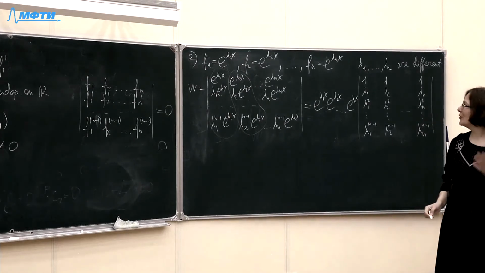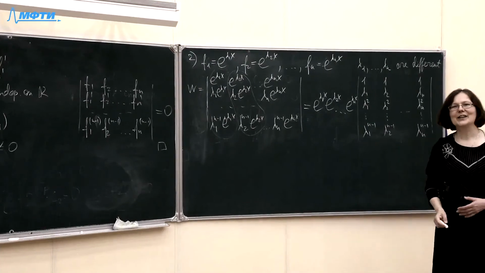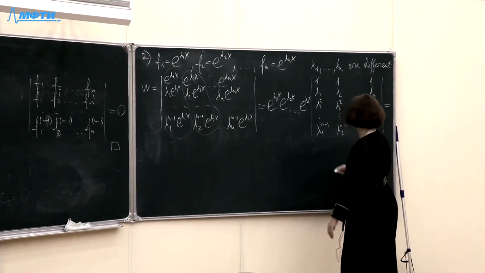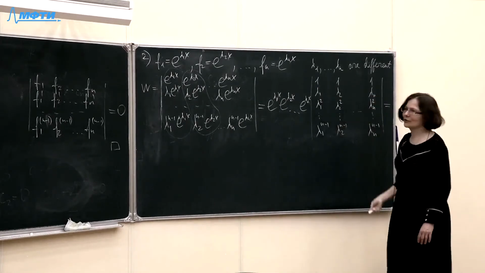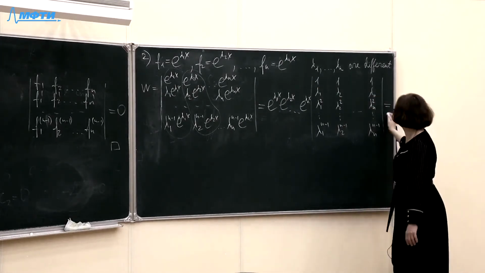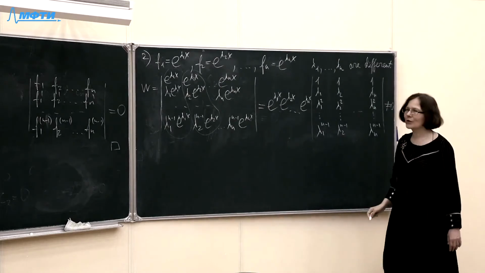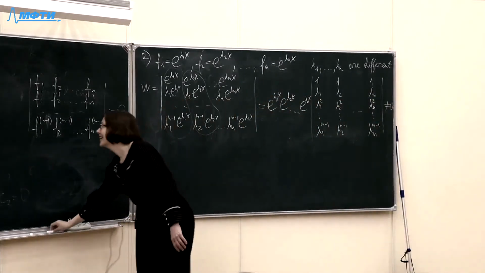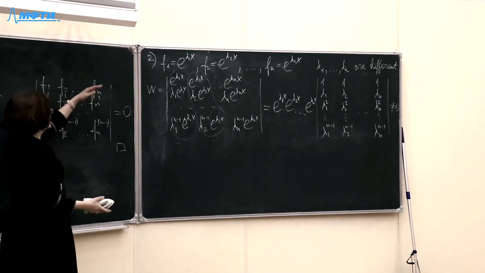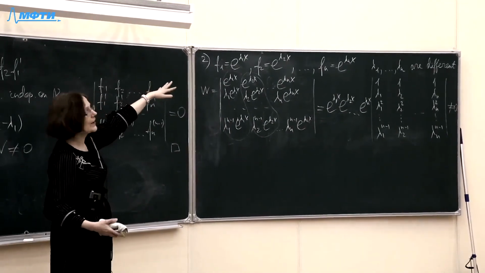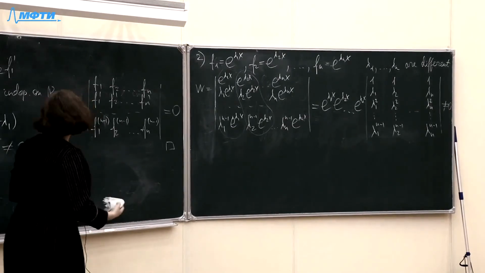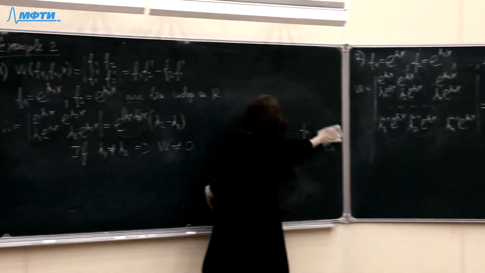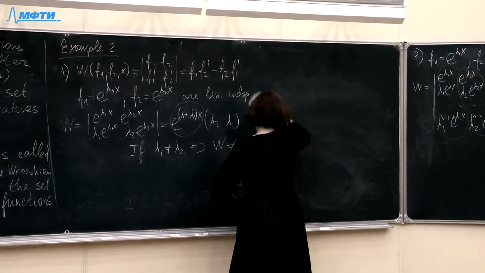Okay, do you know this determinant? Right, it is the Vandermonde determinant. It is not 0 for different values of lambda. It was proven in the course of linear algebra, right? So this proves that these functions for different values of lambda are linearly independent. And I will consider the last example.